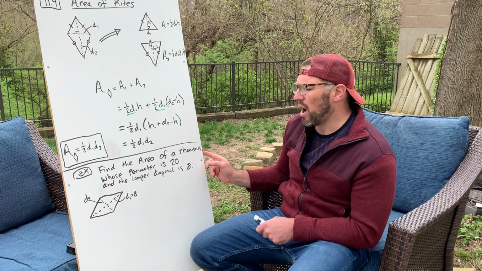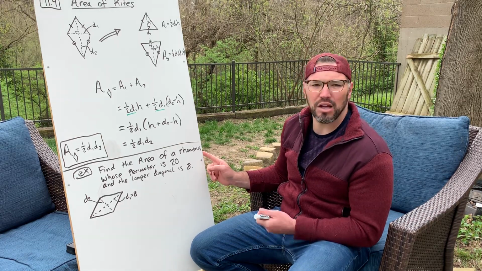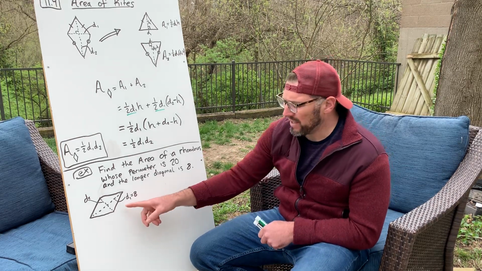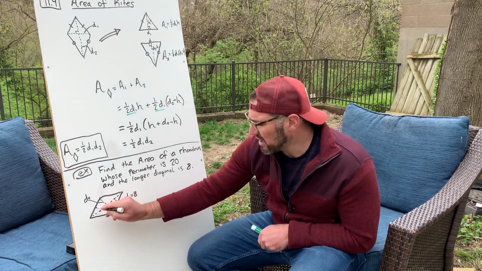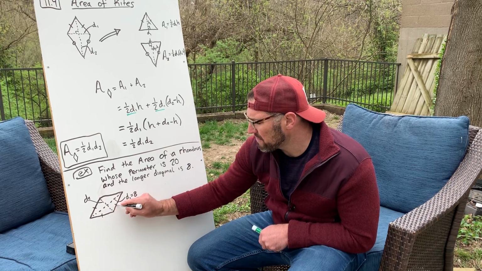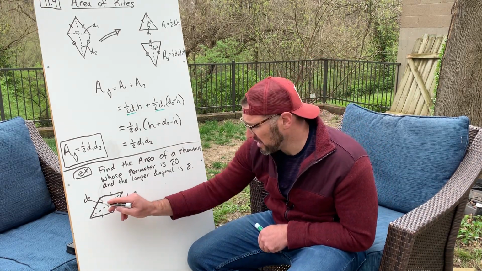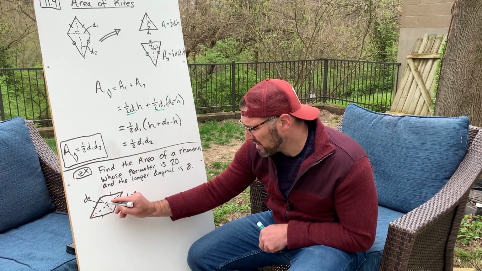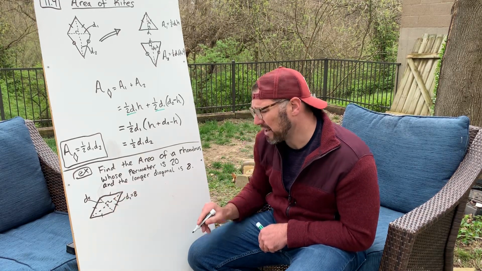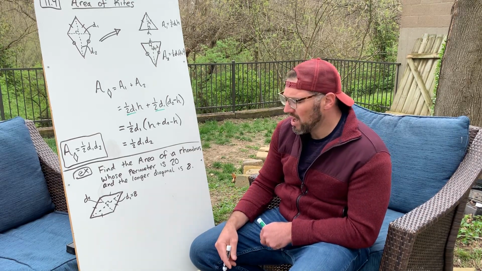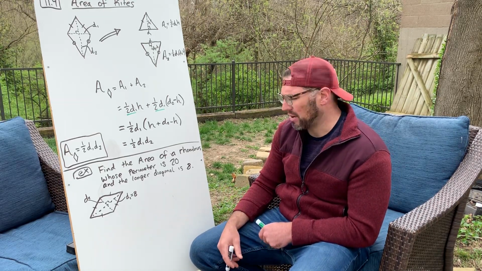Find the area of a rhombus. Wait, what? I thought we were talking about kites. I know. Well, a rhombus, because all sides are congruent, right? A rhombus is a kite because the disjoint sides are congruent and the diagonals of a rhombus are perpendicular, which means a rhombus is a kite. A rhombus is also a parallelogram.